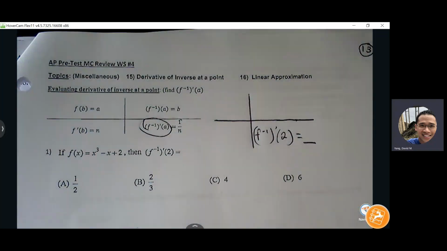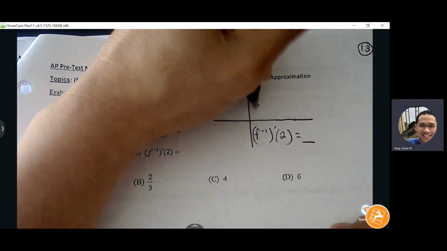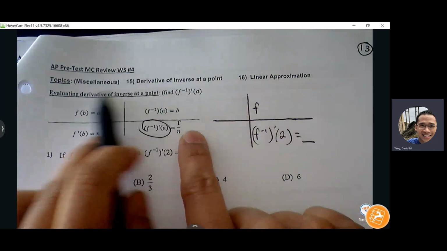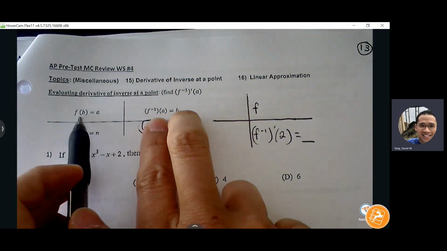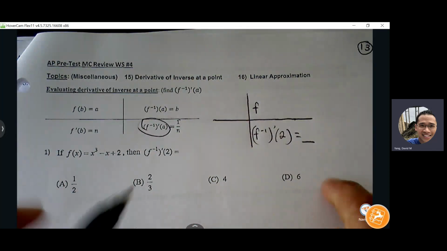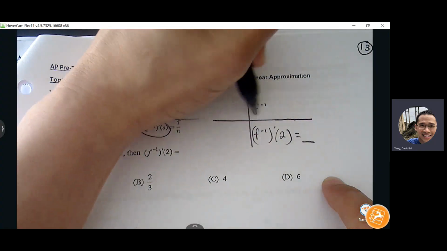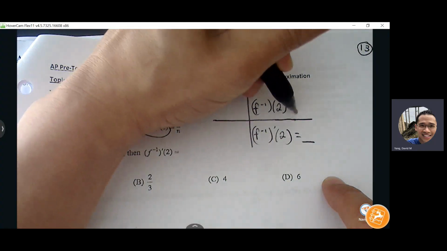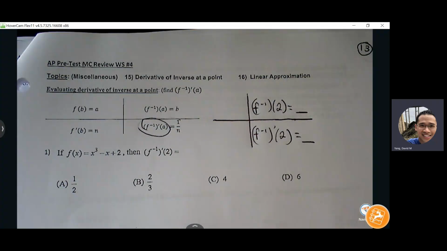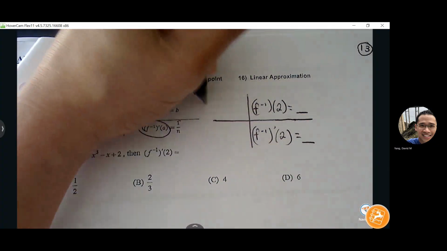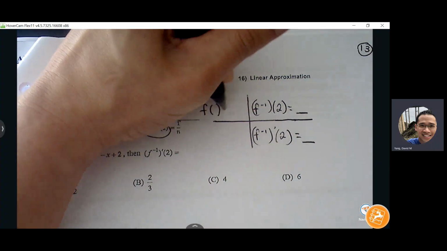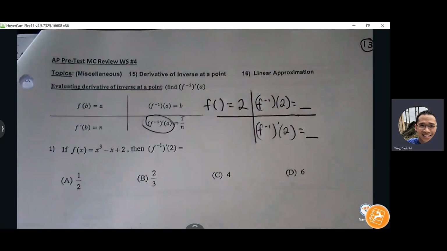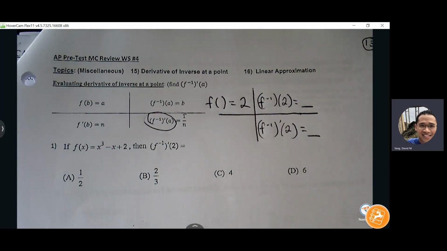I know 2 is the x value of my inverse, so I'm going to let my top row show that relationship between inverse and a function. So I know the f inverse of 2, the order pair at 2 is some y value, but if 2 is the x value of my inverse, then 2 must also be the y value of my f function. Okay, so I know that this is true even without doing anything else.